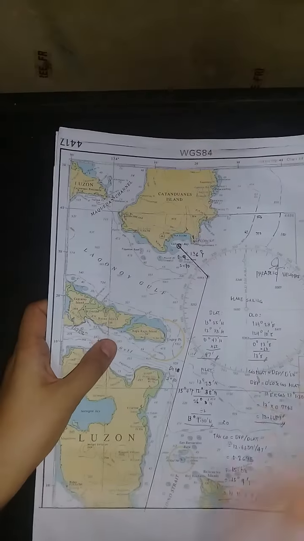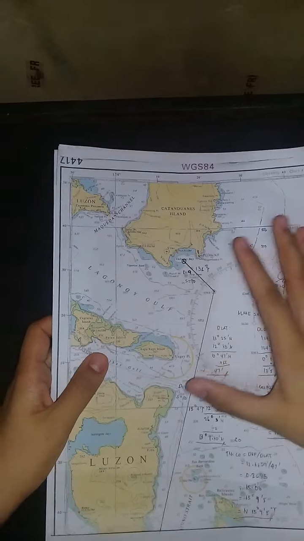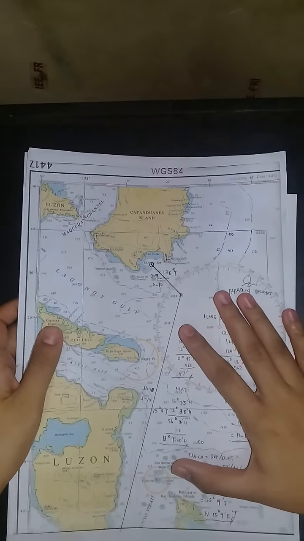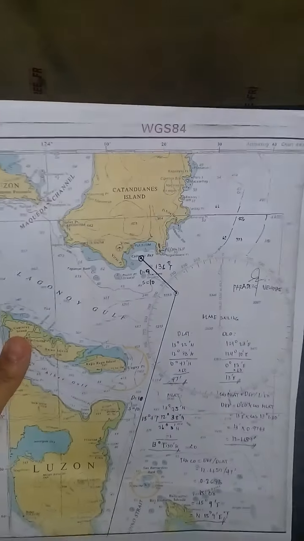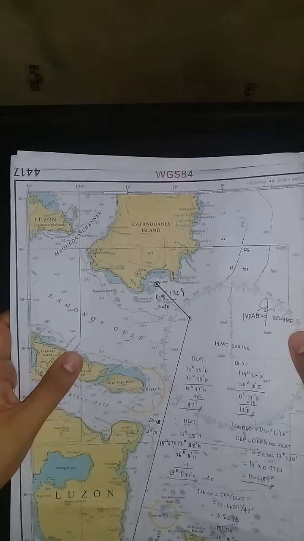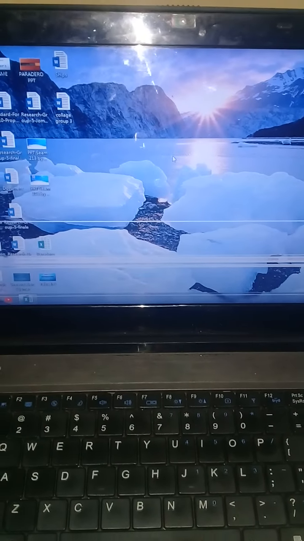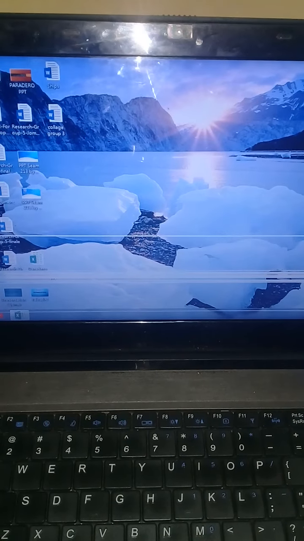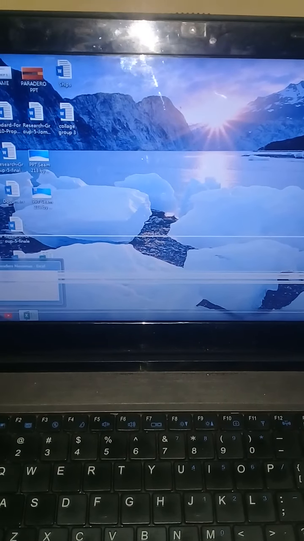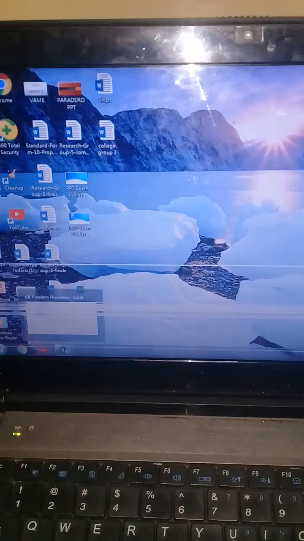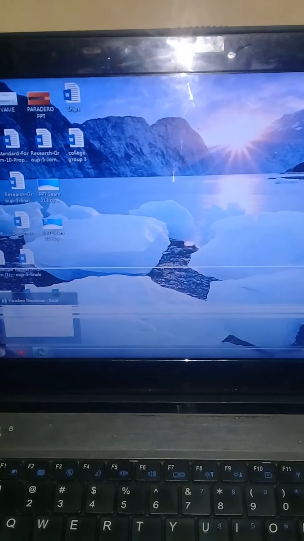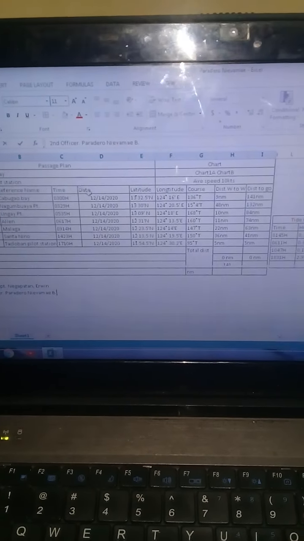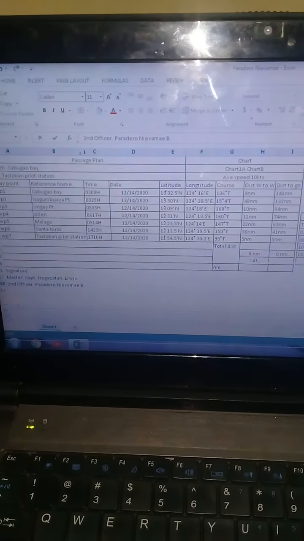So now let's proceed to our Microsoft Excel, where all the information here in our chart we're going to put. So for our Microsoft Excel passage planning, all the information in the chart is in here.